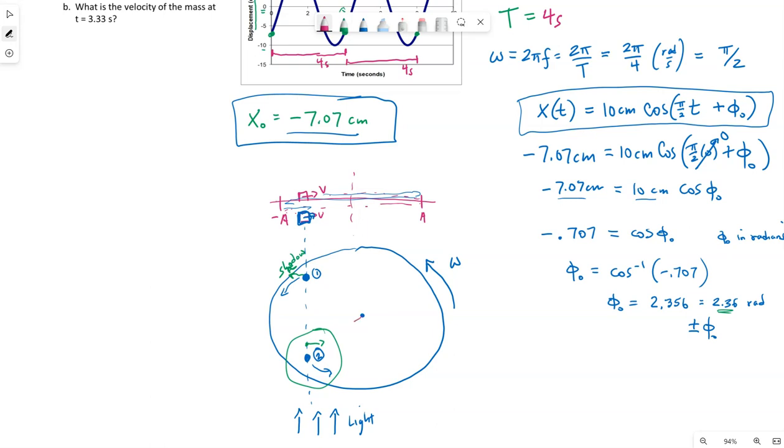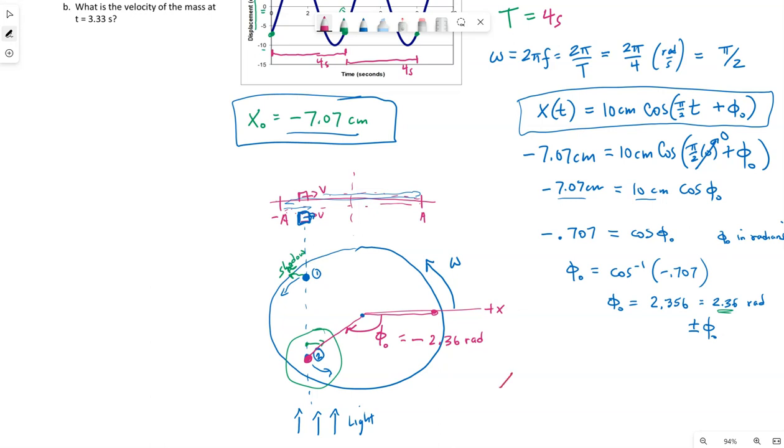The angle we have calculated is the angle between the positive x-axis and whichever peg is the correct one for the situation, for this particular problem. So since this peg is down this way, we actually want the value that's negative 2.36 radians, because if we go down clockwise from the positive x-axis, that is a negative angle.